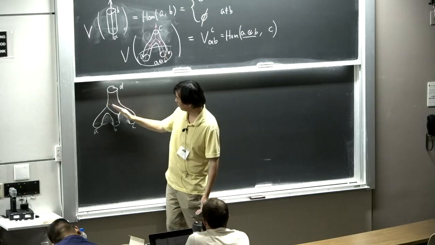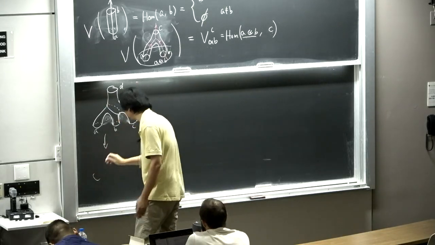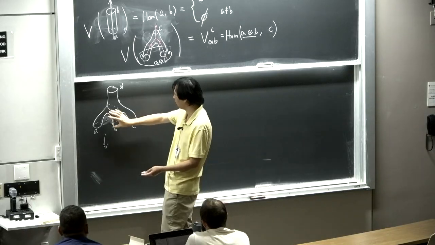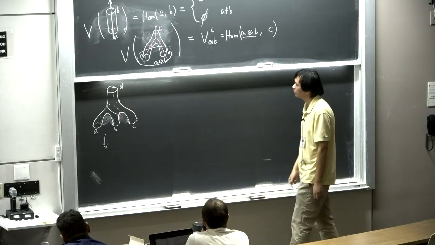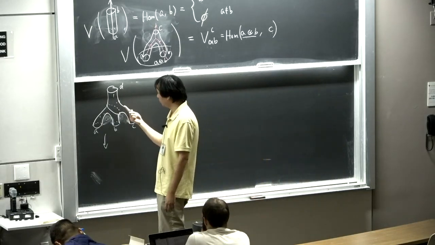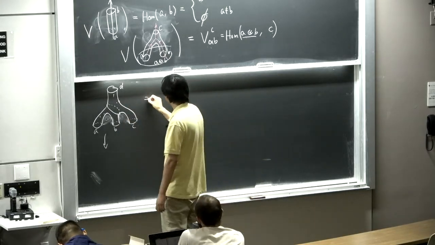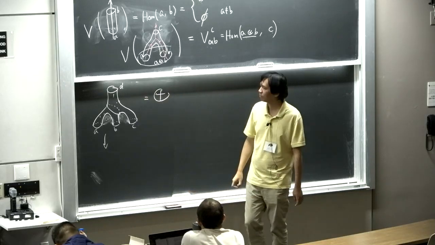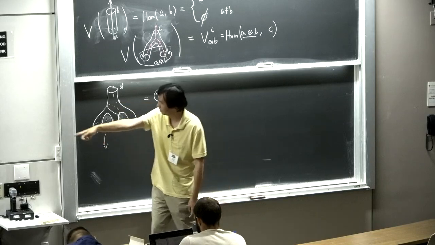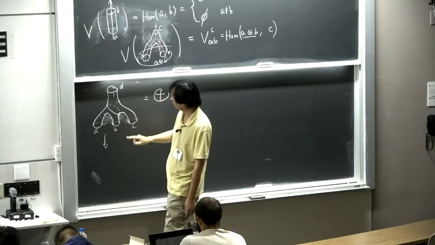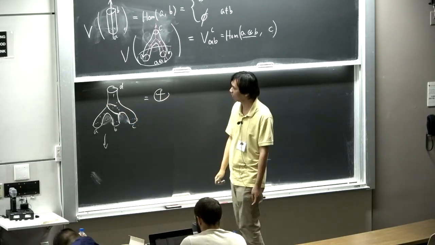Just cut it along this leg, and you'll get a three-puncture sphere, two pairs of pants, one here and one here. Okay. Now, the rule of the cut and glue for the vector space in this extended TQFT is that we're going to get a direct sum of all possible labels, the simple ones, the labels in that label set, over here, through this new puncture that shows up when we cut it open.